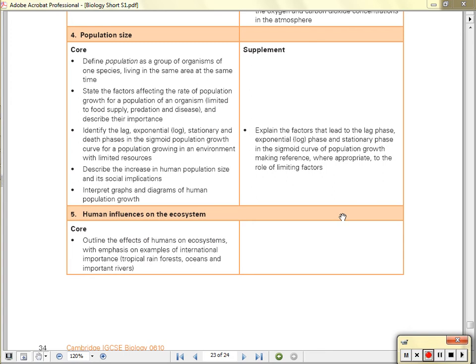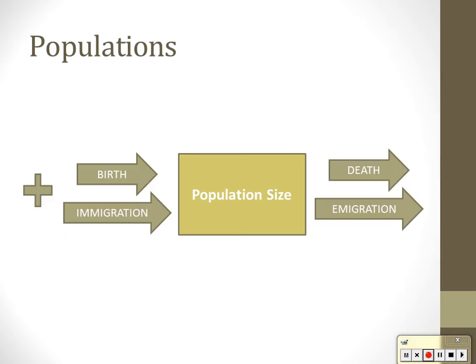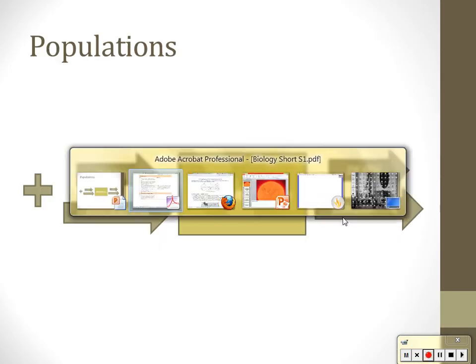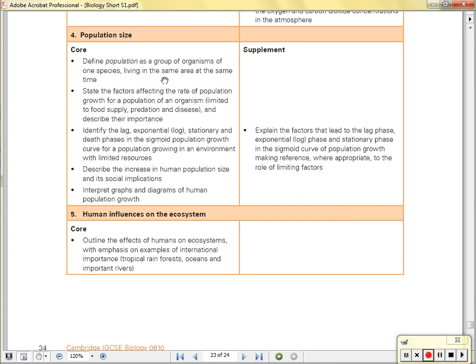Onwards to population. So there's a definition for population. Have I put that in? No, because I'm lazy. So your definition of population is a group of organisms of one species living in the same area at the same time.